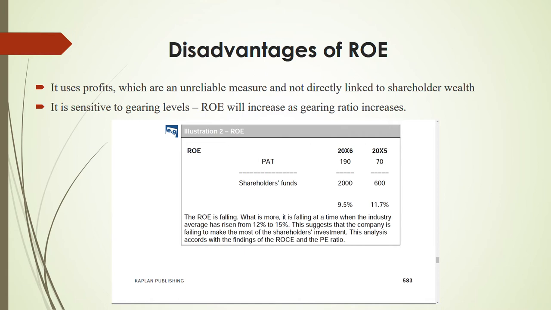Go to your balance sheet. Just 2000. You're not adding the 1000 loan. The 1000 of loan you're not adding. Just 2000. So 190 divided by 2000. Now you see what's happening from 2005 to 6. Again, the percentage is dropping. ROE is falling.